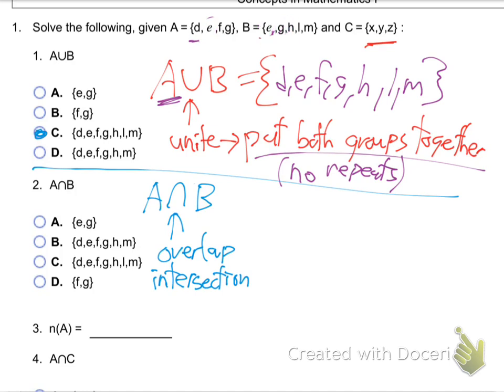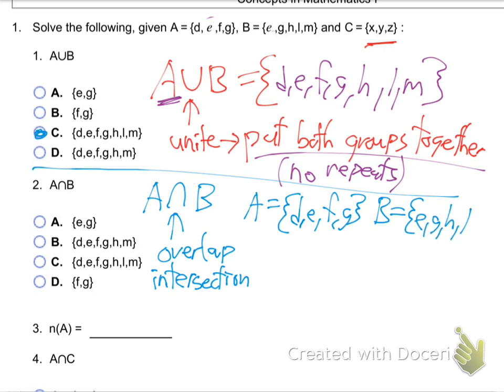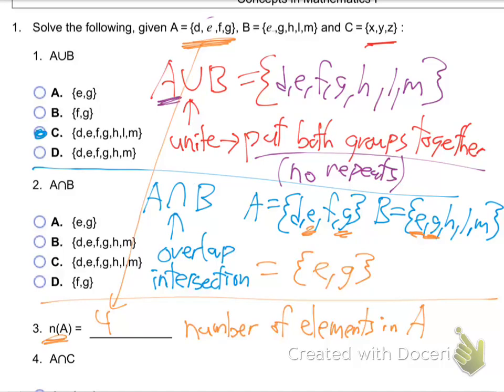So if I bring them down here, just rewrite them real quick. Set A is D, E, F, G. And set B is E, G, H, L, M. So what's the overlap? What are in both sets? Okay, E and G, and just those two, I guess. So not H or F, just those two.